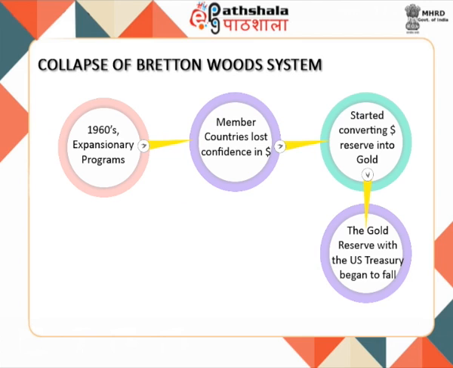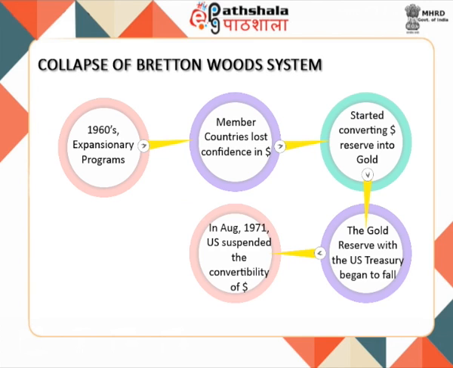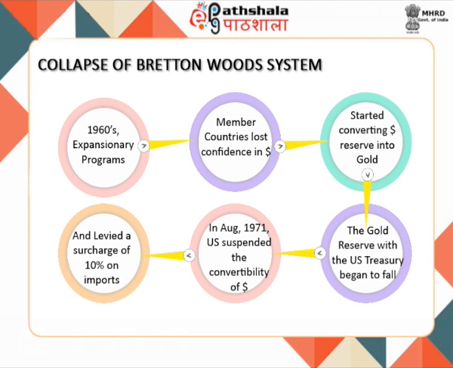Due to recurring balance of payment deficits, in August 1971, US suspended the convertibility of dollar into gold and also levied a surcharge of 10% on imports until the re-evaluation of other currencies against dollar.